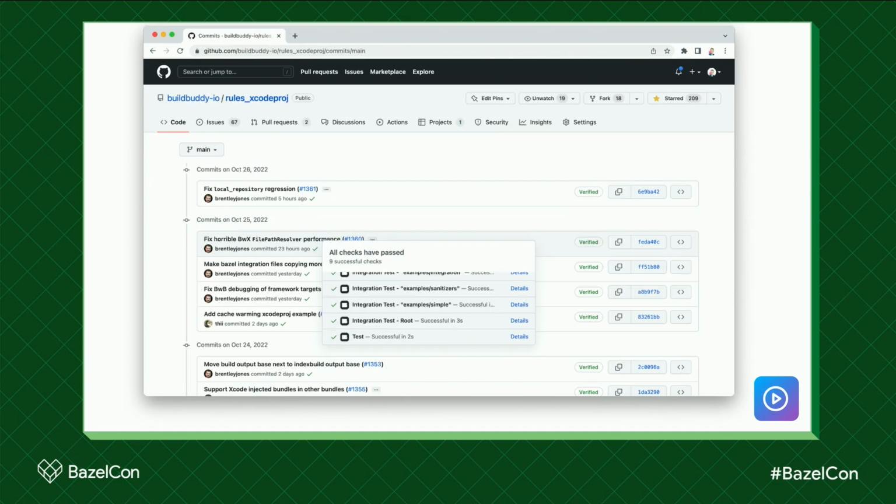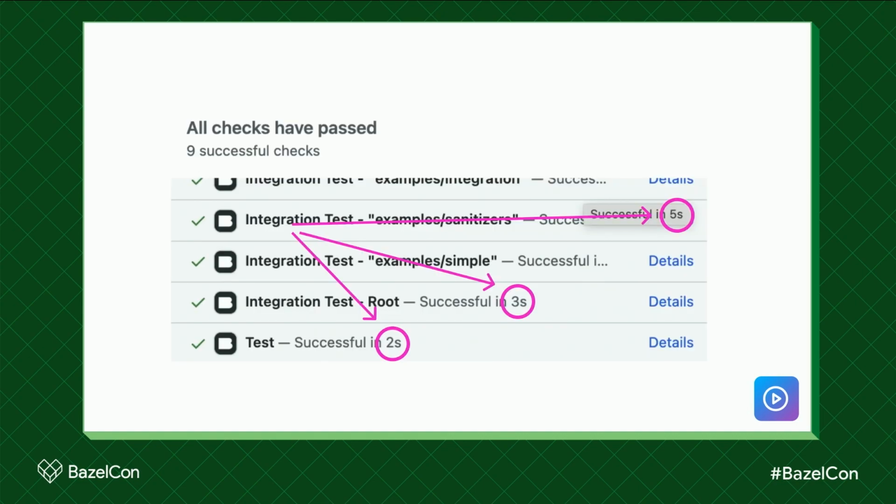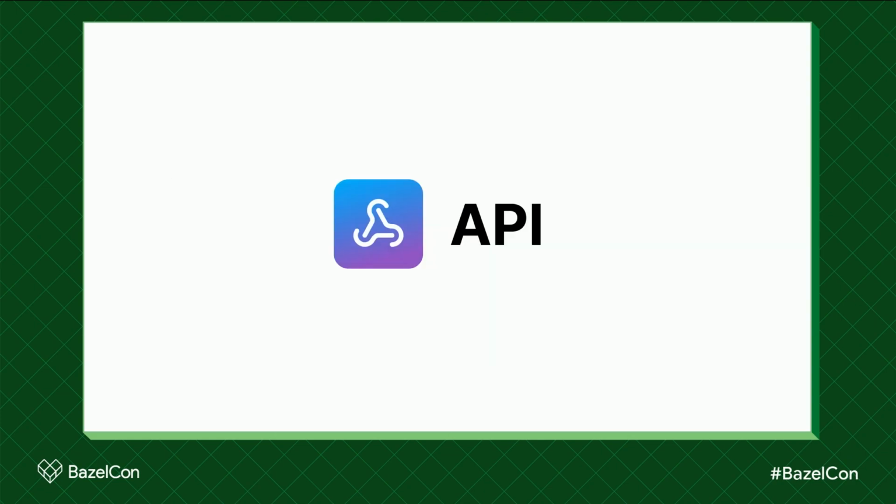If you want to see just how fast workflows really are, take a look at the Rules Xcode project GitHub repo. I'll zoom in on this because I had a hard time believing this myself when I first saw it. But you can see these tests and integration tests run in like 2, 3, 5 seconds. Yeah, it's pretty crazy. So I encourage you to check it out. So that's workflows. Next up is the BuildBuddy API.